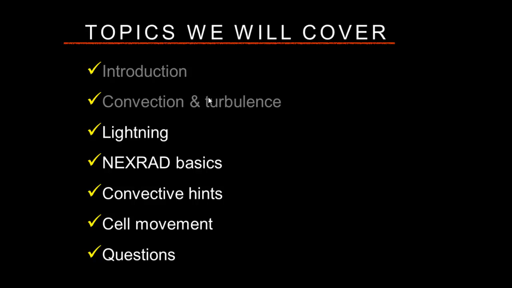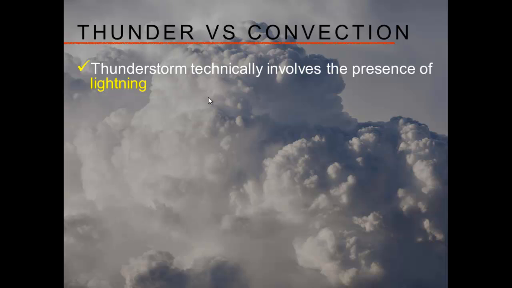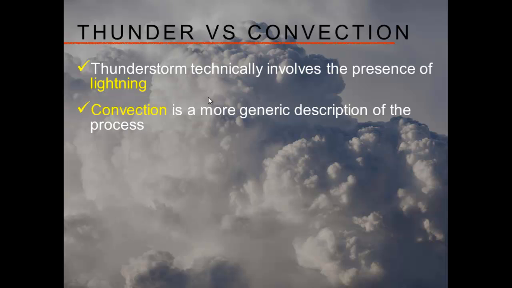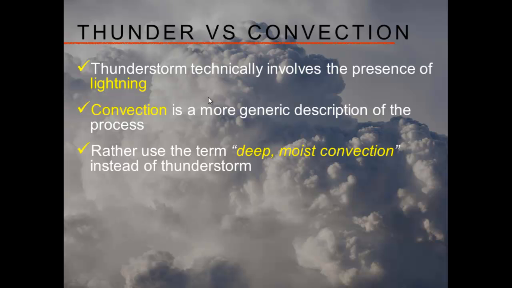Right, speaking of that, let's talk a little bit about lightning. So we know that a thunderstorm technically involves the presence of lightning. No doubt about it, it's the definition of a thunderstorm. But I like to think about convection as more of a generic description of the process we just talked about. I'd rather pilots use the term deep moist convection rather than thunderstorm. That really describes the process in place.